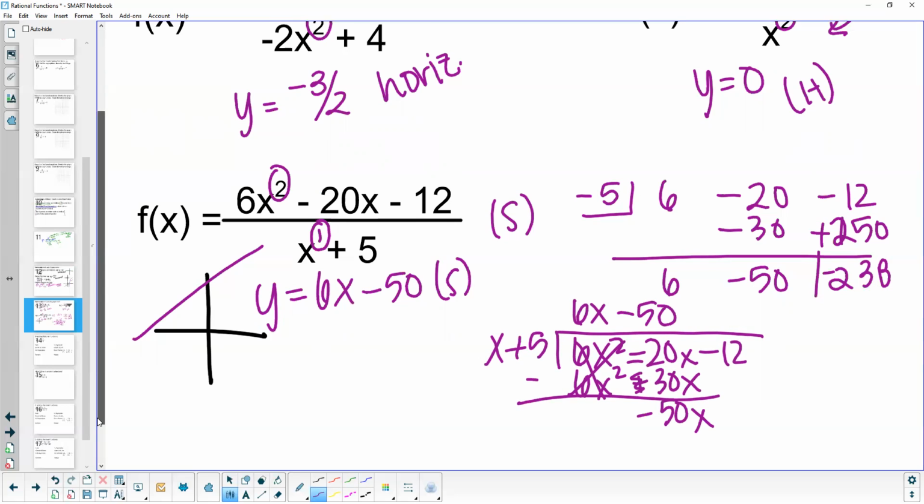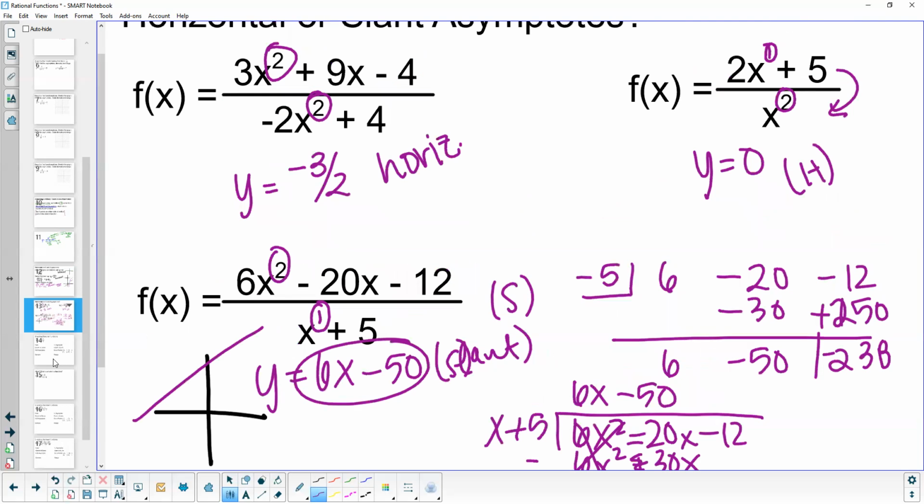So you can always divide it to figure out where that slant asymptote is, and whatever the remaining polynomial is, that's going to be our slant asymptote. So this just means that we have a slant here. So using these ideas here, what we are going to do is practice graphing these rational functions. So let's take a look and start with this first one here.